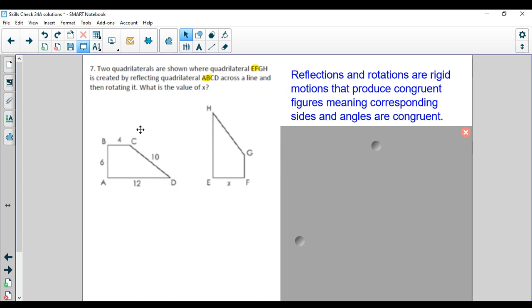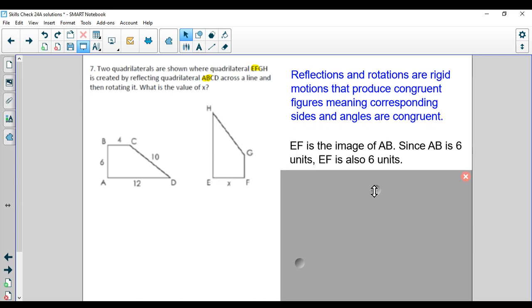We are asked to find the measure of x. So x is right here, which is the side EF. That's why I highlighted EF right here. And this highlight here matches the first 2 letters here. So therefore, whatever EF is equal to whatever AB is. So if you look over here, AB is 6. That means EF also has to be 6.